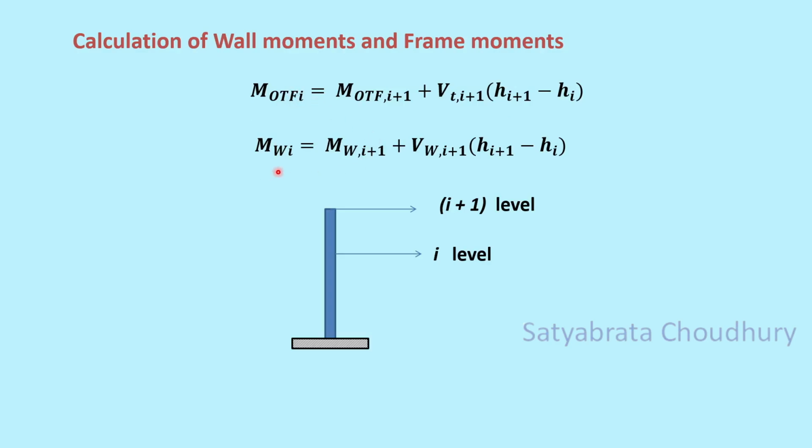Similarly, the wall moment that we discussed, these are relative values, remember, not the true values. For the purpose of computation in the beginning, you don't require the real values. Finally, you shall calculate the real values. So the relative moment of the wall at the ith floor is equal to the relative moment of the wall at the immediately upper floor plus the shear in the upper floor times the height of the current story, h(i+1) minus h(i). Following this almost similar formula, we can calculate the overturning moment in the frame and the wall moments.